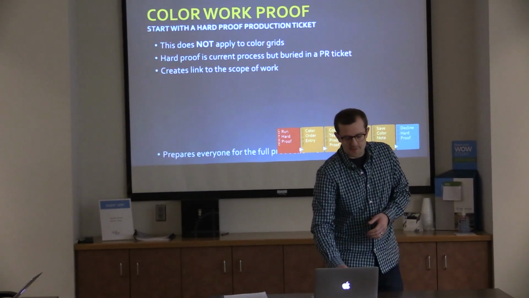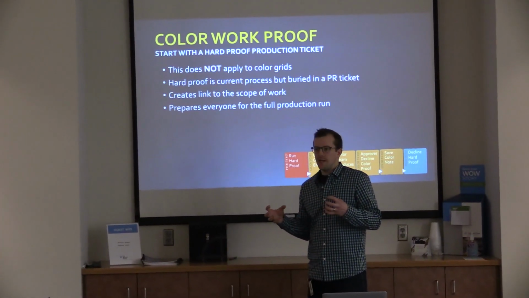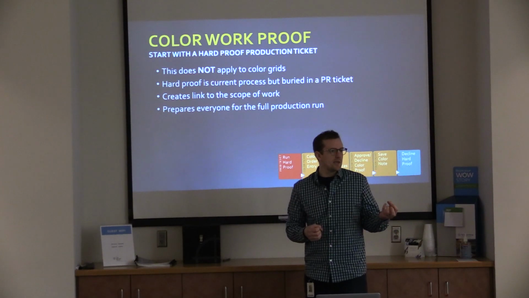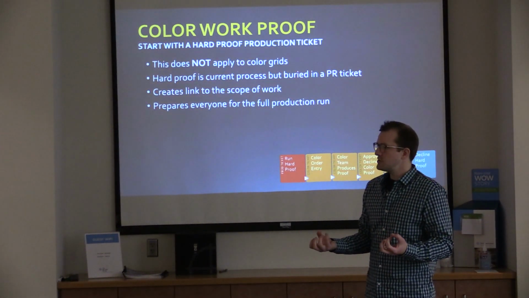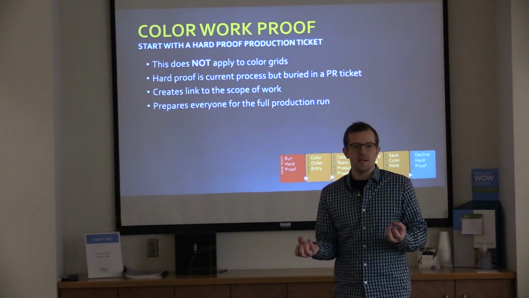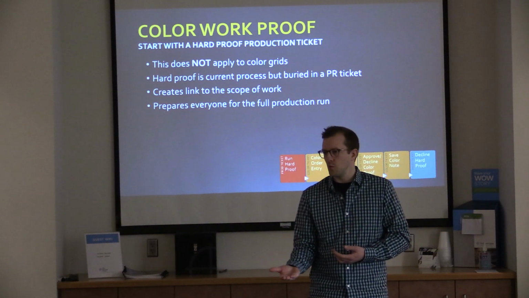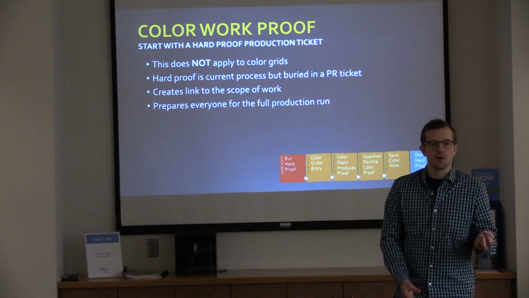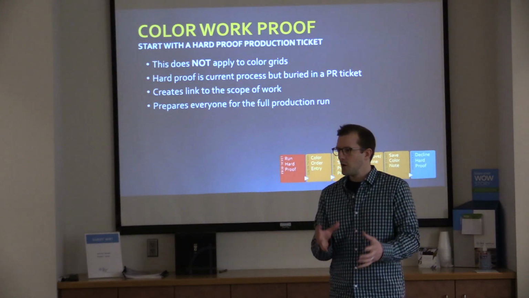What this does is running this hard proof helps production create a link between what's actually going to be produced and the color work. So someone like Holly in scheduling now has better context into where to schedule this color work. Where should we do the color work? Based on it being something you're going to run 4 of them or 4,000. Where we do that, right?